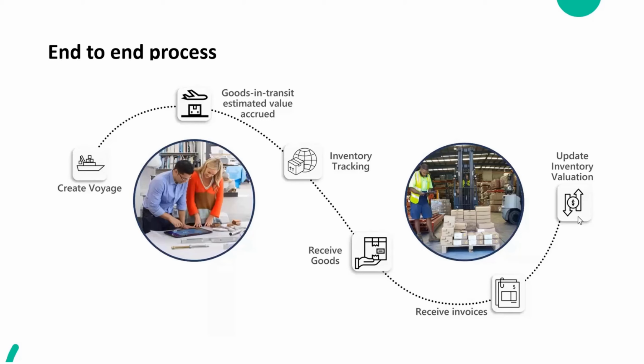This is the flow of our process. Normally, the process starts by creating a voyage for a single purchase order or multiple purchase orders. It could also be transfer orders, but in this scenario, we're gonna focus first on the purchase order process. Then we'll see how we're gonna track the goods in transit and inventory tracking using the inventory tracking center, and then we'll physically receive the goods, and then we'll post the actual invoice of the landed cost.